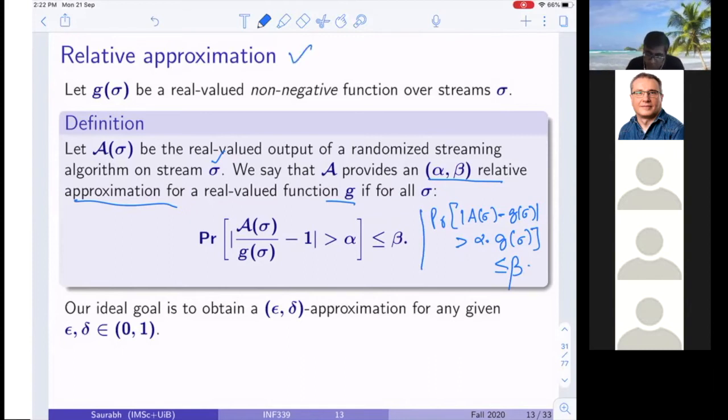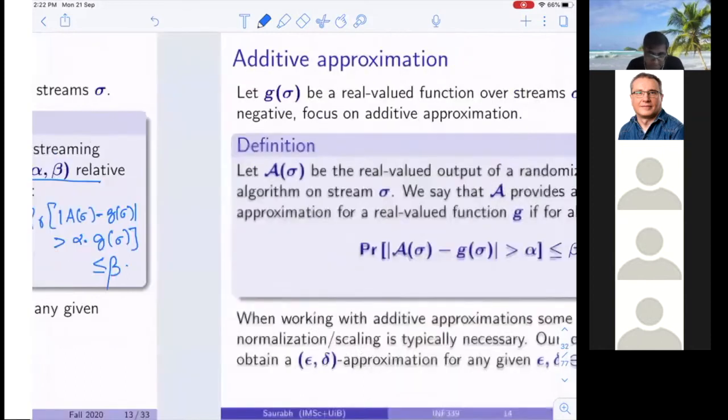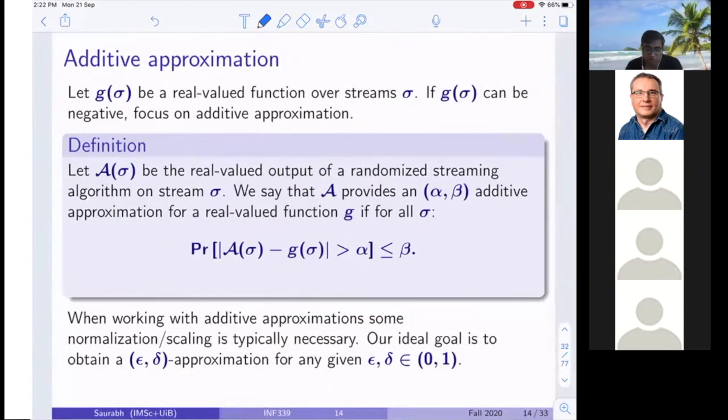There is also an absolute approximation, also called additive approximation. This is useful when G row can be negative, then we focus on this additive approximation. Basically here it says how far away from your real quantity you are, it should be at most beta. You can read the definition in the slides. You will see it in action soon, so let's not waste our time on the definition.